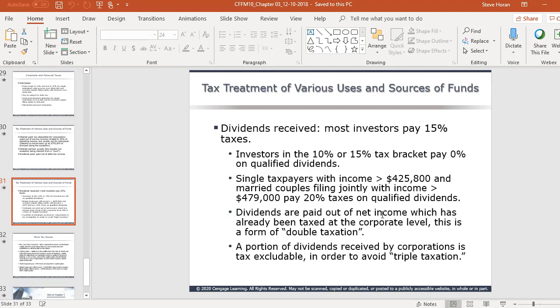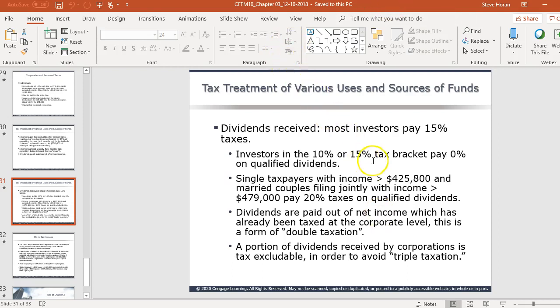Okay, so dividends received for most investors pay 15%. So that's actually a good deal. The nice thing about dividends received for individuals and for corporations both is that what you pay in tax is significantly different than what you pay on your ordinary income. Keep in mind, if you're a high wealth individual and your maximum tax rate is 37% for your normal income, the most tax you'll pay on dividends is 20%. Okay, so there's an incentive as a high wealth individual to own stocks and receive those dividend payments.